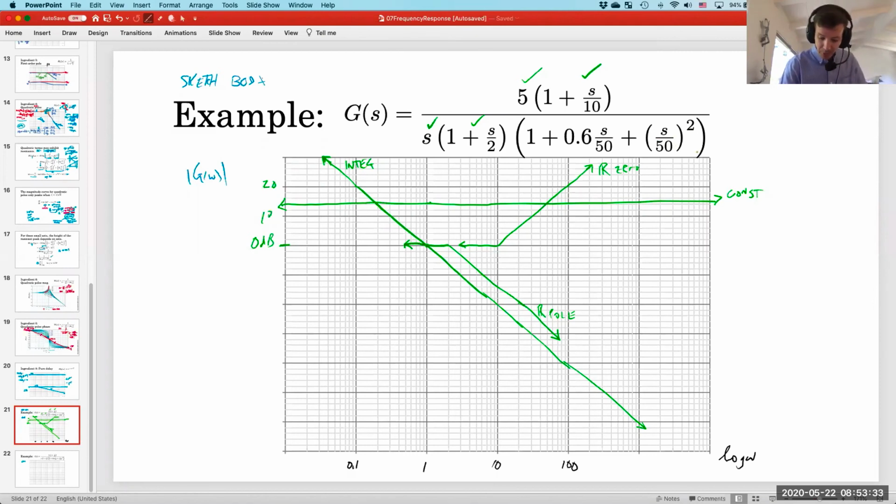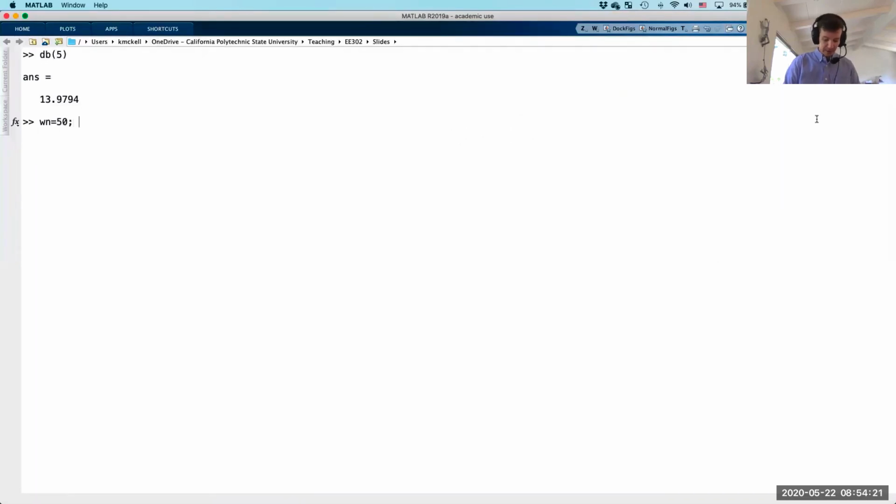The complex conjugate pole pair has a natural frequency of 50 radians per second and a zeta of 0.3. I'm looking at this term, which I read as 2 zeta j omega over omega n, so omega n is 50 and 2 zeta is 0.6. This zeta is quite small, so I'm actually going to use the approximation. Well, we've got MATLAB up, why don't we just do it? So omega n is 50 and zeta is 0.3. Omega resonant is omega n times the square root of 1 minus zeta squared.